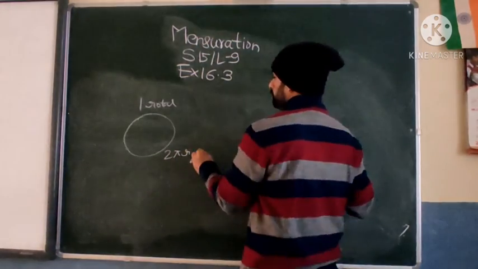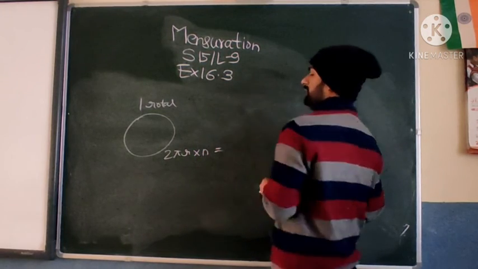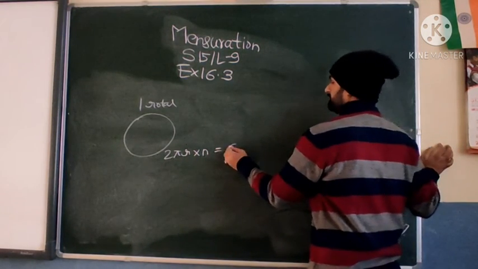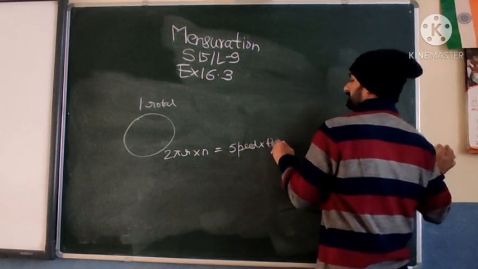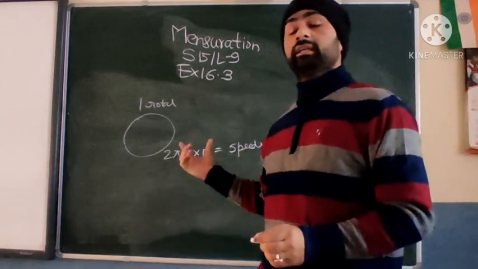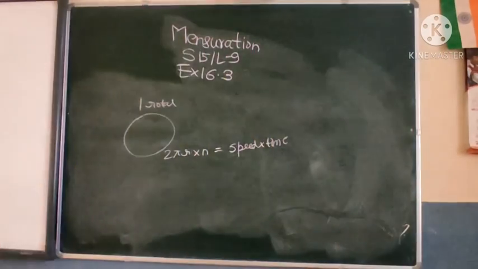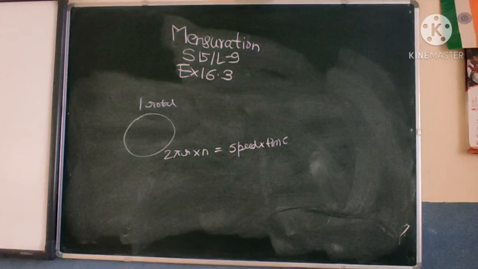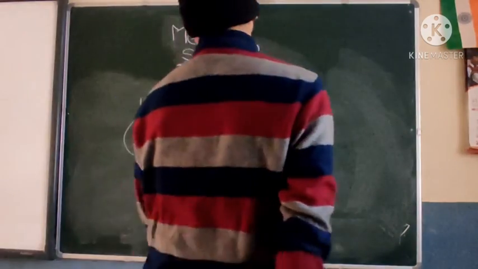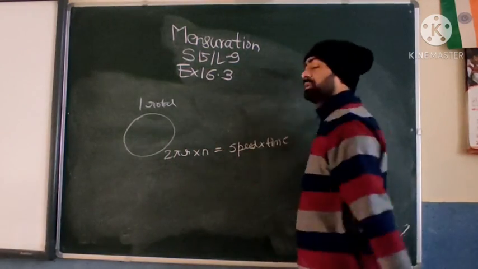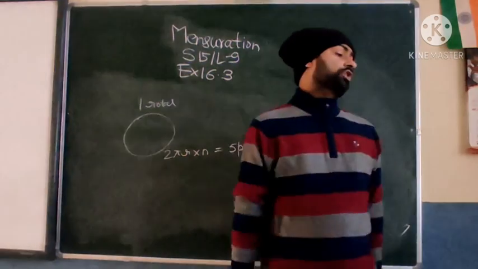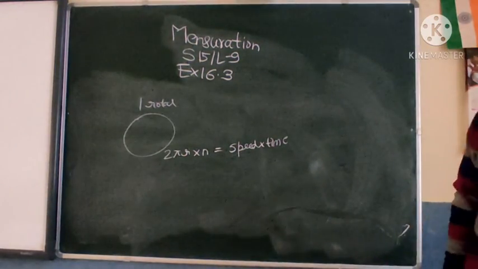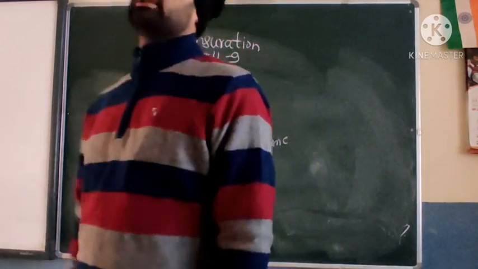That means 2 pi r into n, the number of revolutions, equals speed into time. Speed into time will be the linear distance covered by the wheel while ascending. Speed is given, time is given, so speed into time will do, and 2 pi r is the circumference of the wheel that is rotating, and n is the number of rotations. With that, you can try this question easily and calculate the answer also.